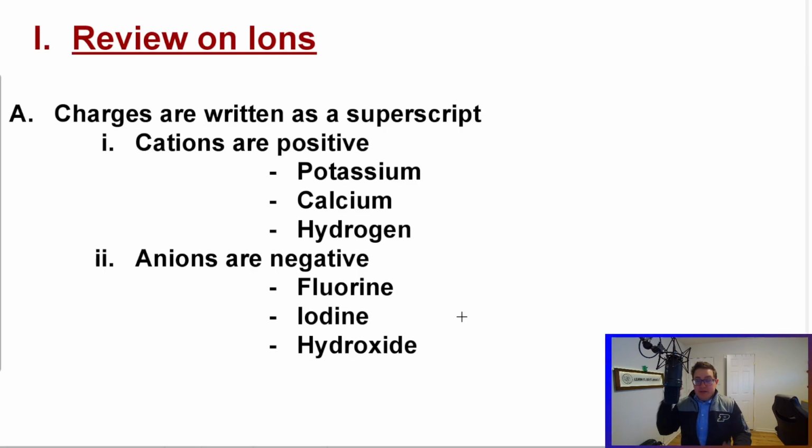And just a reminder, when we talk about charges, we've got cations, sometimes they're called cations, and anions. Cations are positive, anions are negative. Most metals tend to make a positive charge, most anions tend to take a negative charge.